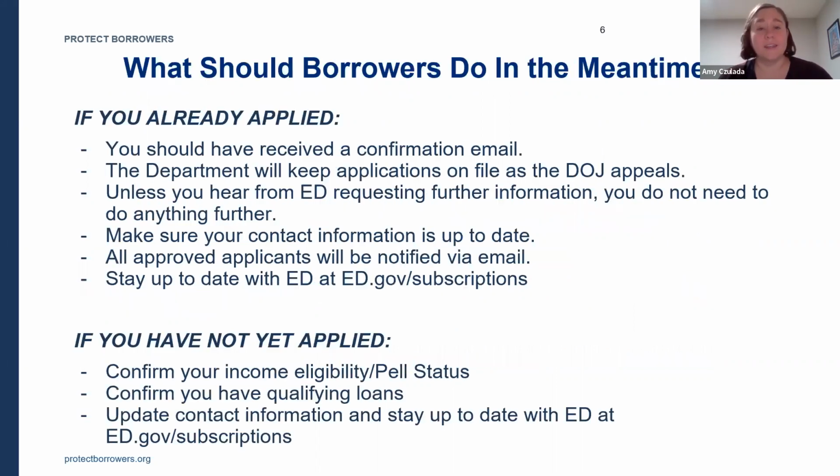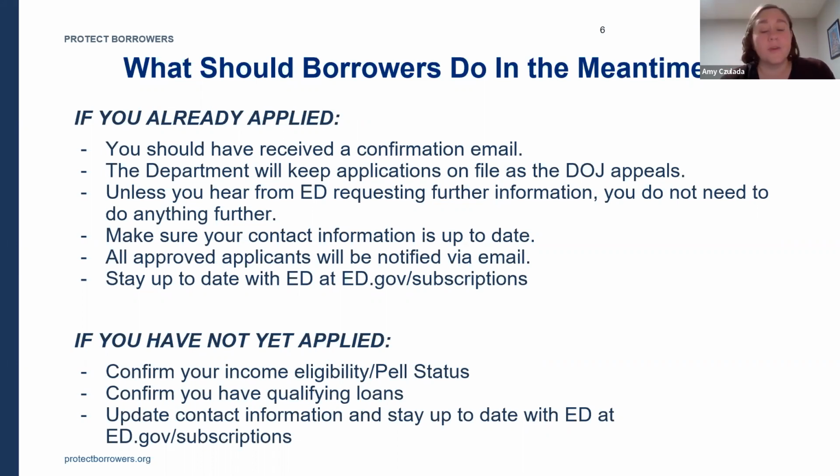So what's next? Here's a list of things that you can do based on whether or not you've applied already. If you have already applied, you should have received a confirmation email, so check to make sure that you received that. The department will keep applications on file as this continues to move through the courts.